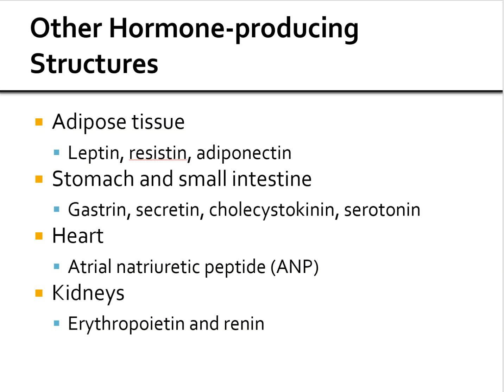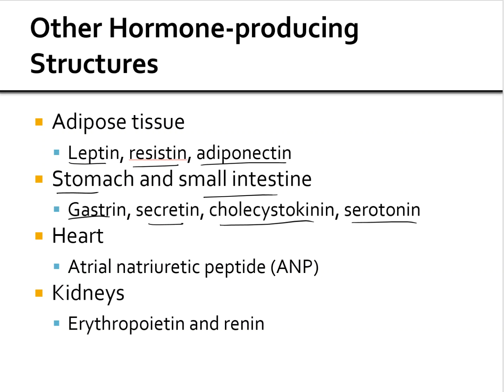For example, adipose tissue. That's going to be the storage form for our energy. However, it also has an endocrine function because it secretes 3 major hormones: leptin, resistin, and adiponectin. The stomach and small intestines, we know, are part of the digestive system. We know they're involved in breakdown and absorption of nutrients, but they also have endocrine function because they secrete hormones known as gastrin, secretin, cholecystokinin, and serotonin.